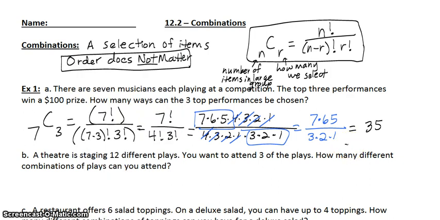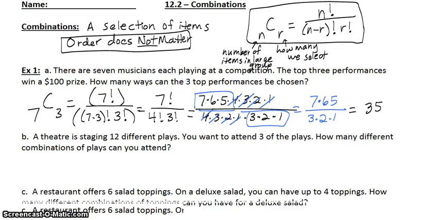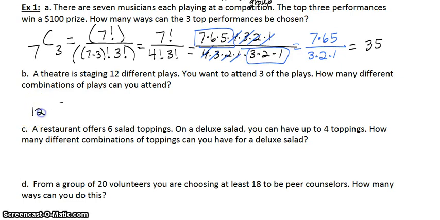Let's keep going. Example 1b. A theater is staging 12 different plays. You want to attend 3 of the plays. How many different combinations of plays could you attend? So there's 12 in the large group, and there's 3 that you want to go to. And we know it's a combination and not a permutation because it just says I'm attending them. It doesn't say anything about ordering them or arranging them. And so if I'm going to use my formula, 12 factorial on top, on bottom, 12 minus 3 factorial, 3 factorial.